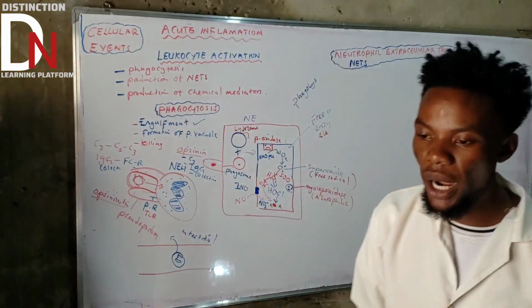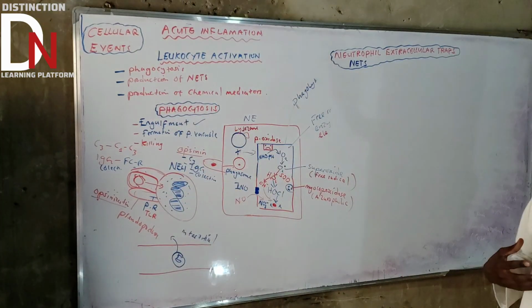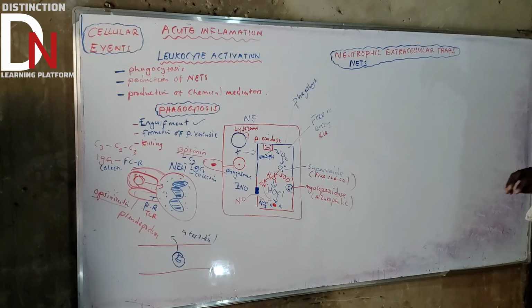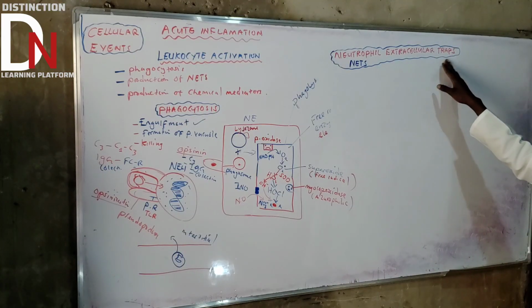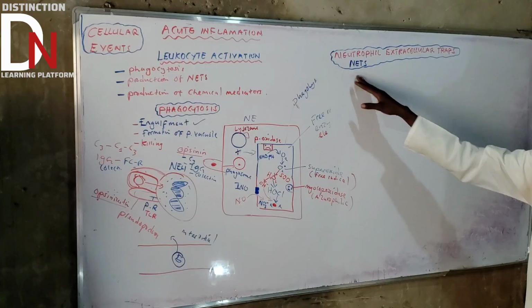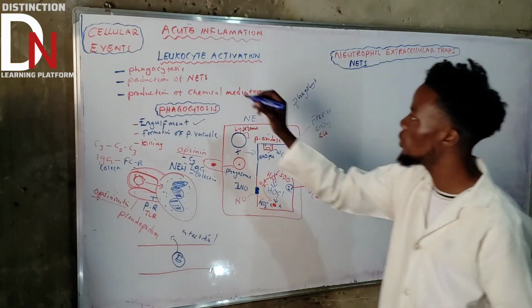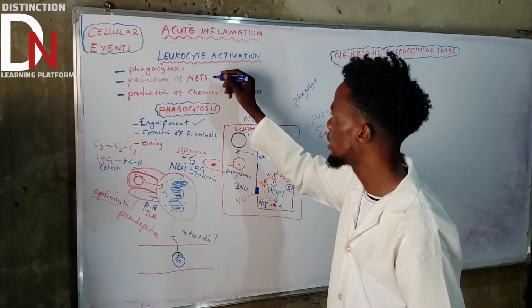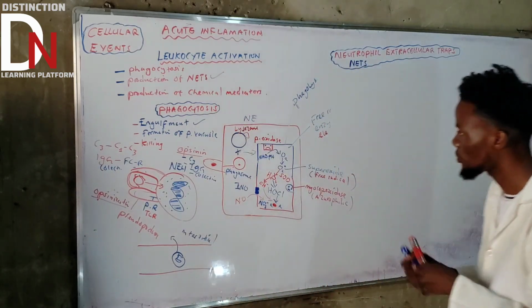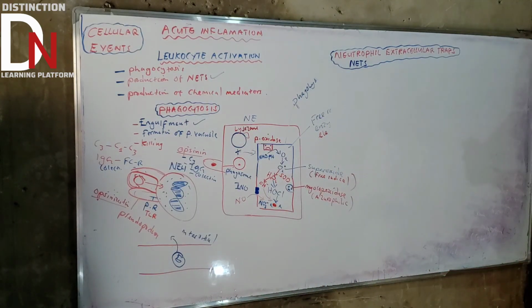They kill bacteria or foreign invaders by using what we call traps. Neutrophil extracellular traps, which are also called nets. So how do they do this? Here we're done with phagocytosis. Let's go to this one. So now, how do they kill?